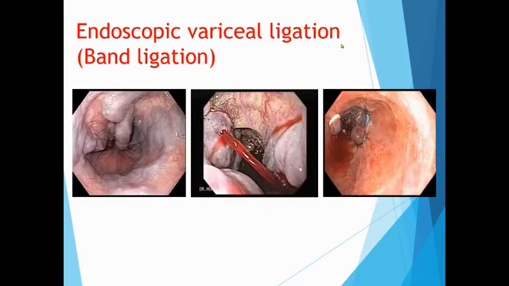If you look at this picture, you can see that there is esophageal varix. Here are the columns of varix. Here in the middle one there is active bleeding, and in this one, after giving the band ligation treatment, the bleeding has stopped and all vessels have collapsed after giving the bands on the varices.